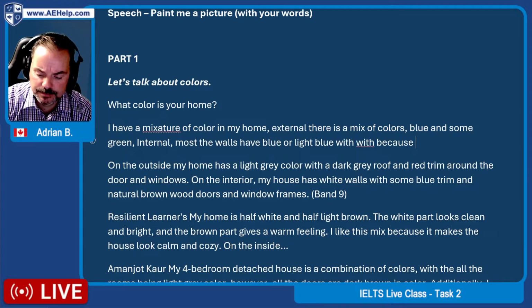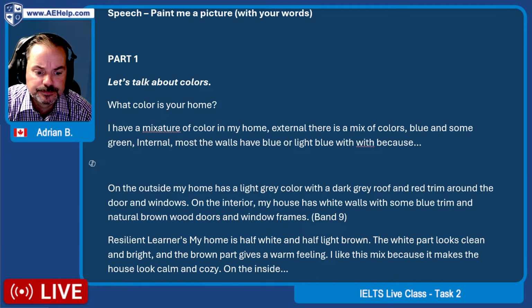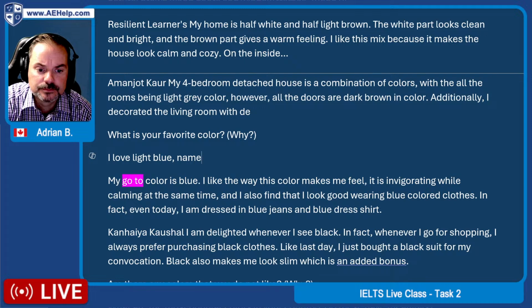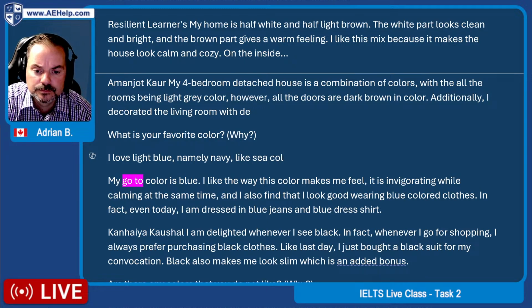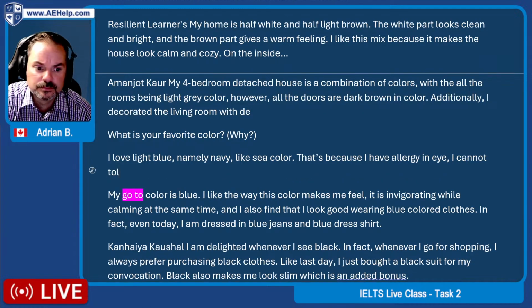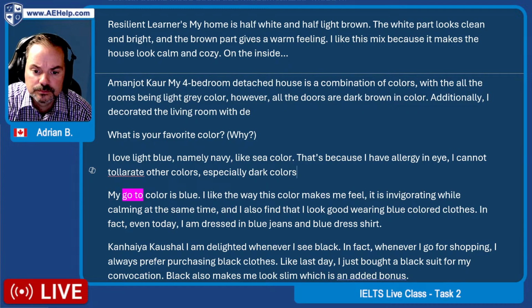What is your favorite color? I love light blue, namely navy, like sea color. That's because I have allergy in my eye. I cannot tolerate other colors, especially dark colors. So, but I like this color. So I have blue and color in my room, and even in the living room.